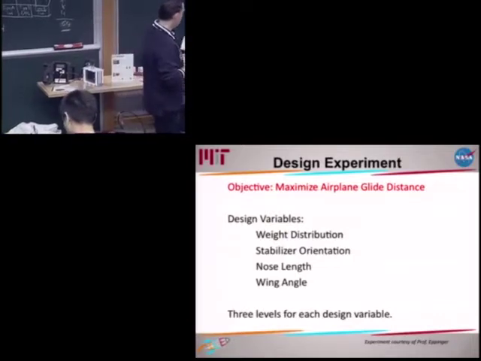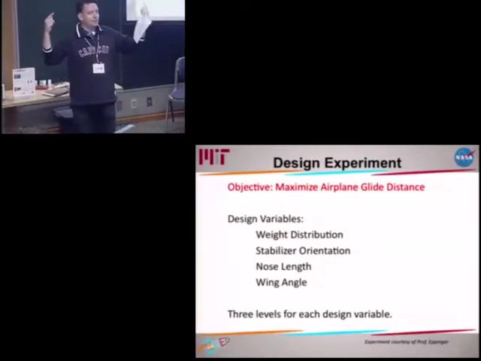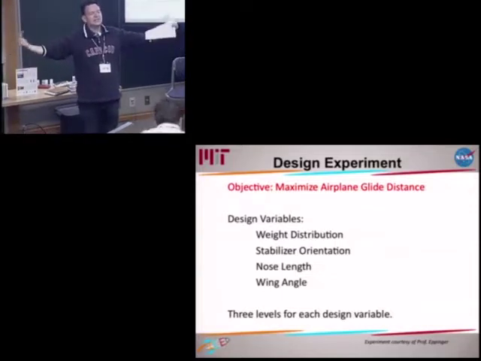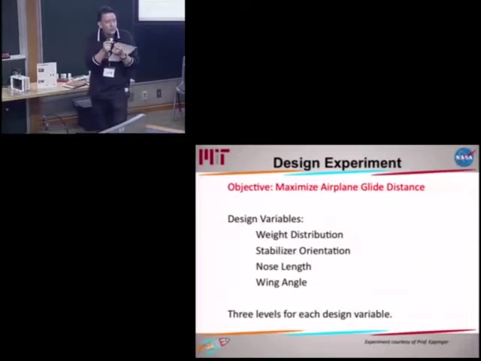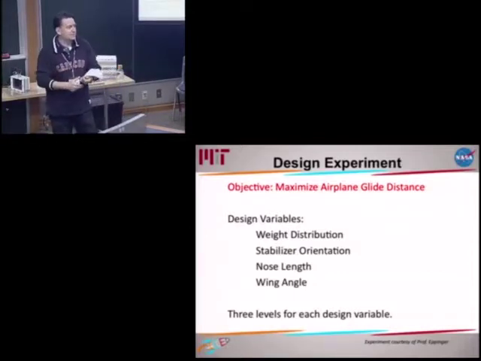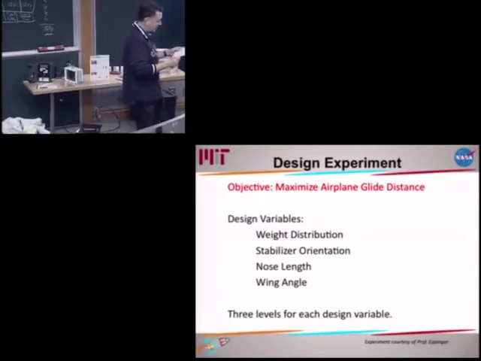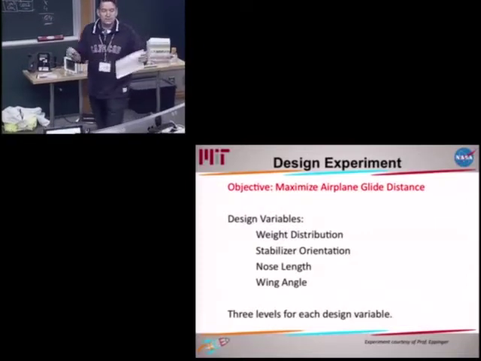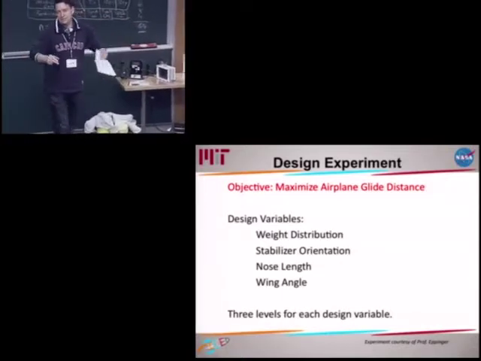The stabilizer orientation is factor B: the stabilizer up, flat, or down, which is essentially the wingtip. The nose length, short nose, medium nose, or long nose, is factor C. And D is essentially the wing angle. Is the wing straight, swept inside, or swept outside?